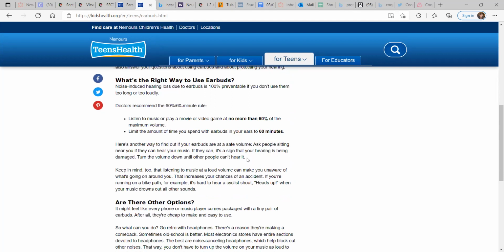Here's another way to find out if your earbuds are at a safe volume. Ask people sitting near you if they can hear your music. If they can, it's a sign that your hearing is being damaged. Turn the volume down until other people can't hear it. Keep in mind, too, that listening to music at a loud volume can make you unaware of what's going on around you. That increases your chances of an accident. So if you're riding a bike or driving, you generally want to keep the sound lower, just for awareness purposes and, of course, the health of your ears.